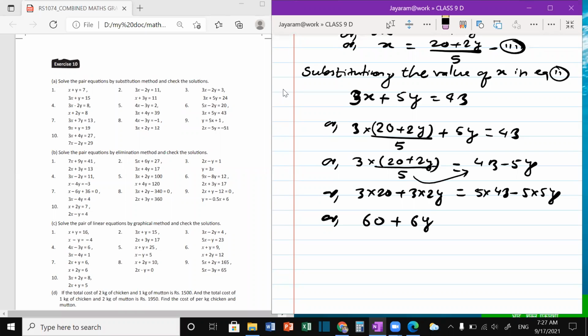Now this equals, when you multiply here, 5 3s are 15, 5 4s are 20, 215 minus 25y. Okay, after this, I'm just resting for 1 minute. In that time, you have to find the value here.